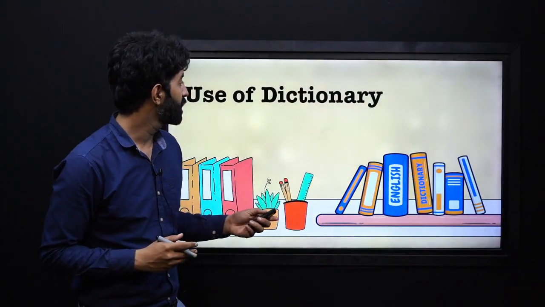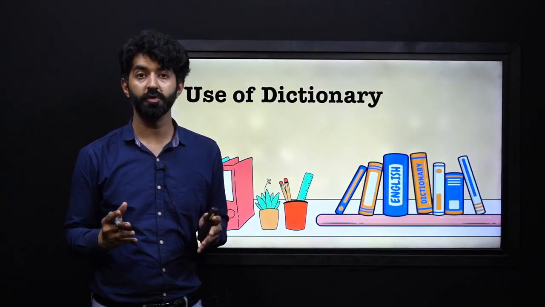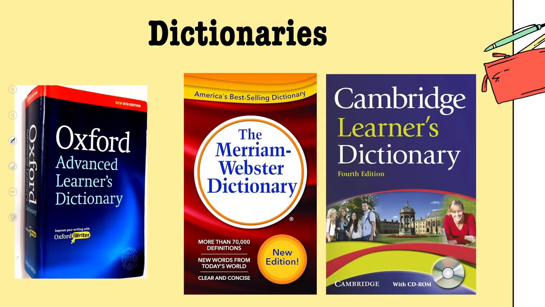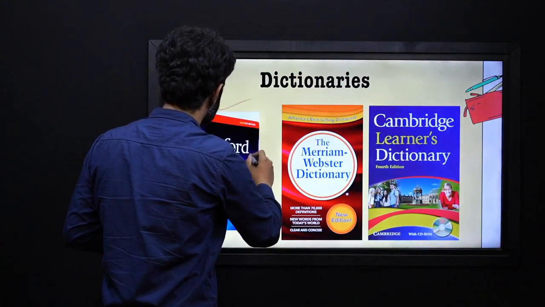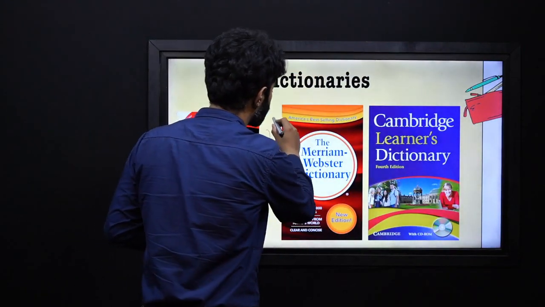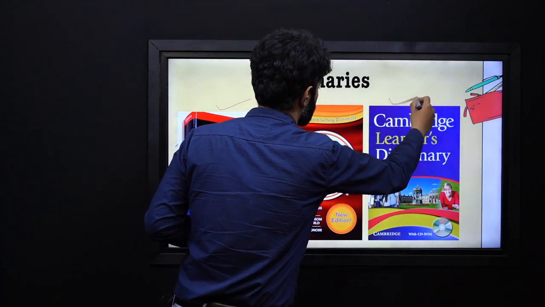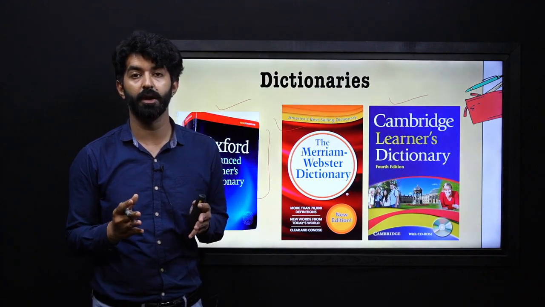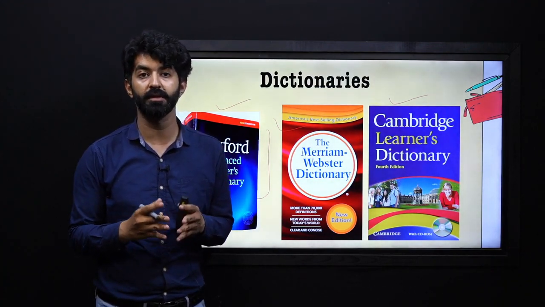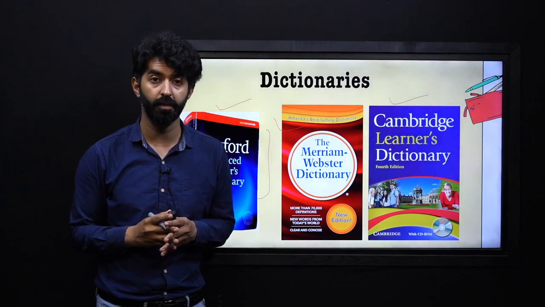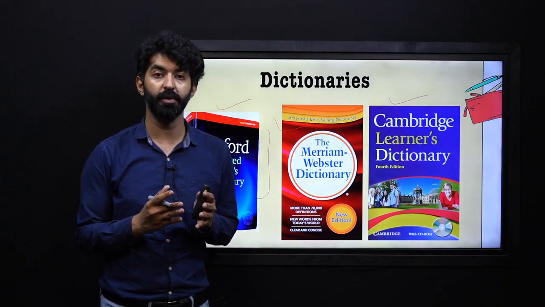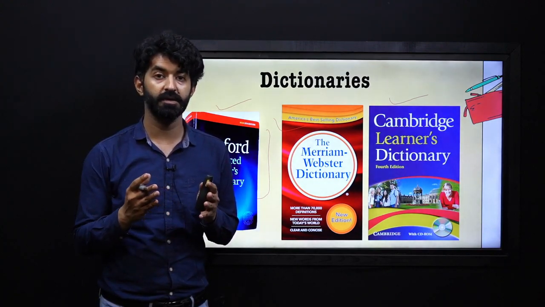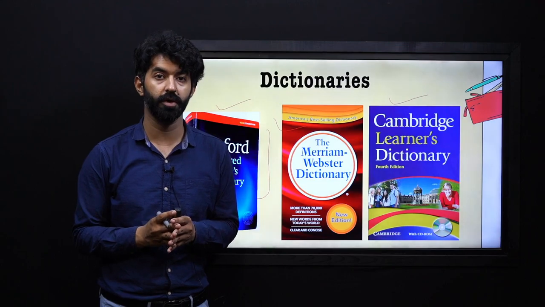Moving on, our topic is use of dictionary. Now let's see, there are different types of dictionaries. We have Oxford's Advanced Learners Dictionary, or Merriam-Webster's Dictionary, and Cambridge's Learners Dictionary. So there are different kinds of dictionaries, and they are also available in the print form and in the digital or online form. And they are also available in the print form with different sizes. I hope that you have seen a dictionary and used one before.